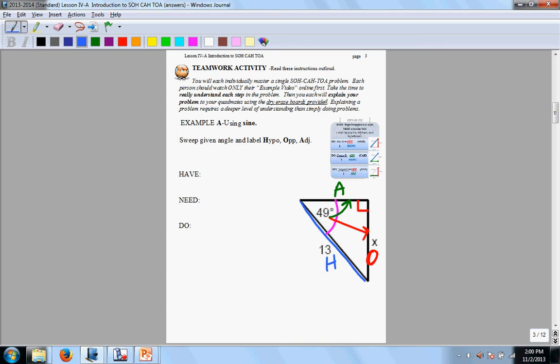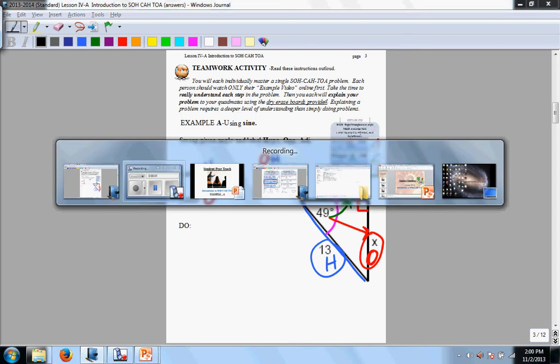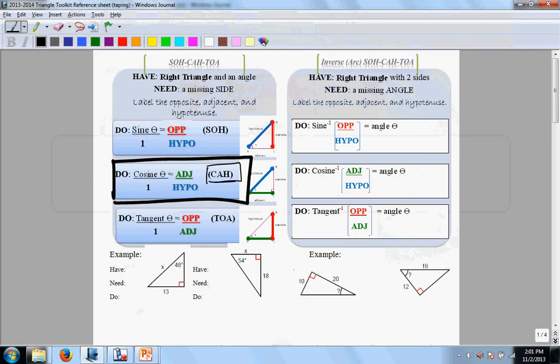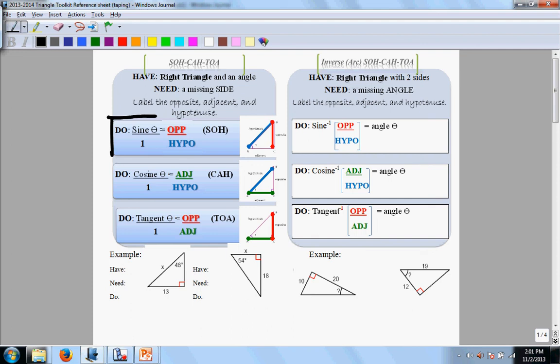In this case, we have the hypo. So we have an H. We need the opposite, which is O. So we have an OH combination. And cue your classmates to look very carefully at their geometry reference cards. And you look for the OH combination, and you see the OH combination is going to be sine.